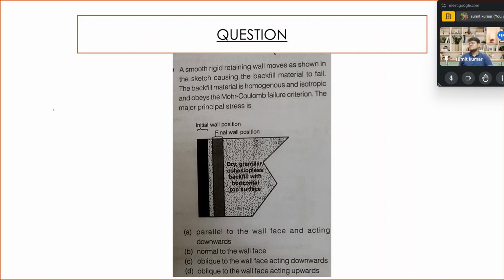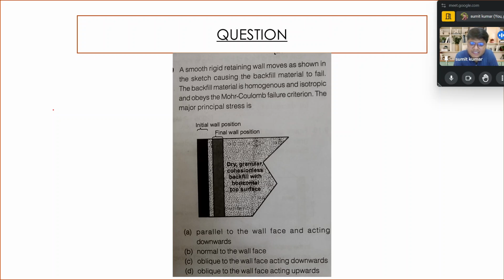Now you see the second problem which is mentioned here. The question states that a smooth rigid retaining wall moves as shown in the figure, causing the backfill material to fail. The backfill material is homogeneous and isotropic and obeys the Mohr Coulomb failure criteria. The major principal stress is.